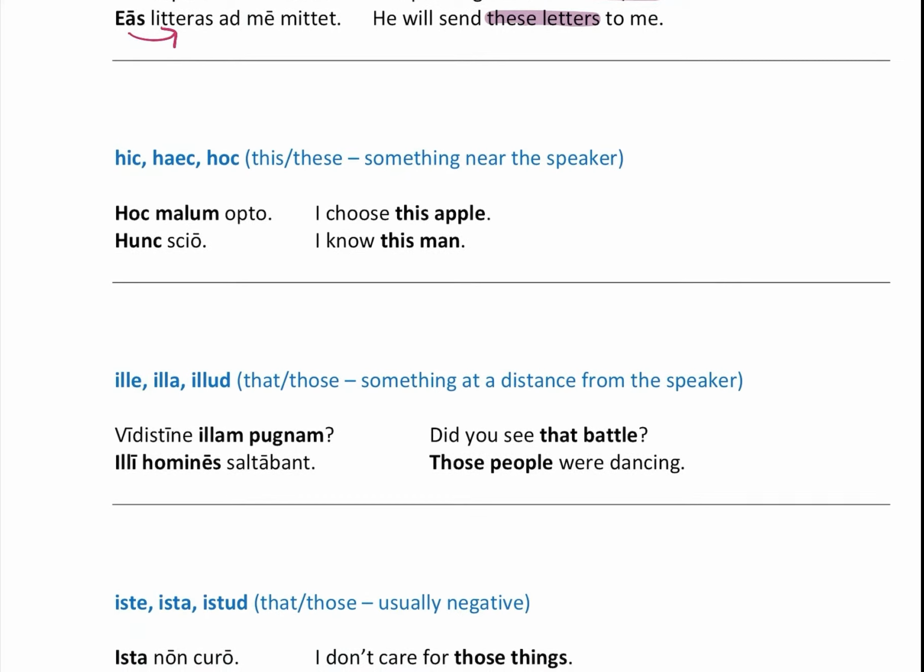All right, hic, haec, hoc. It means this or these, and it's something near the speaker. So hoc malum opto, I choose this apple. Not that apple. That apple would be farther away from the speaker. This apple is near the speaker, and hoc modifies malum, the apple. And hunc scio, I know this man. Now remember, sometimes the word man or woman or thing is implied. It can stand alone as a pronoun. Here hoc is an adjective. Here hunc is a pronoun, and it stands for this man.